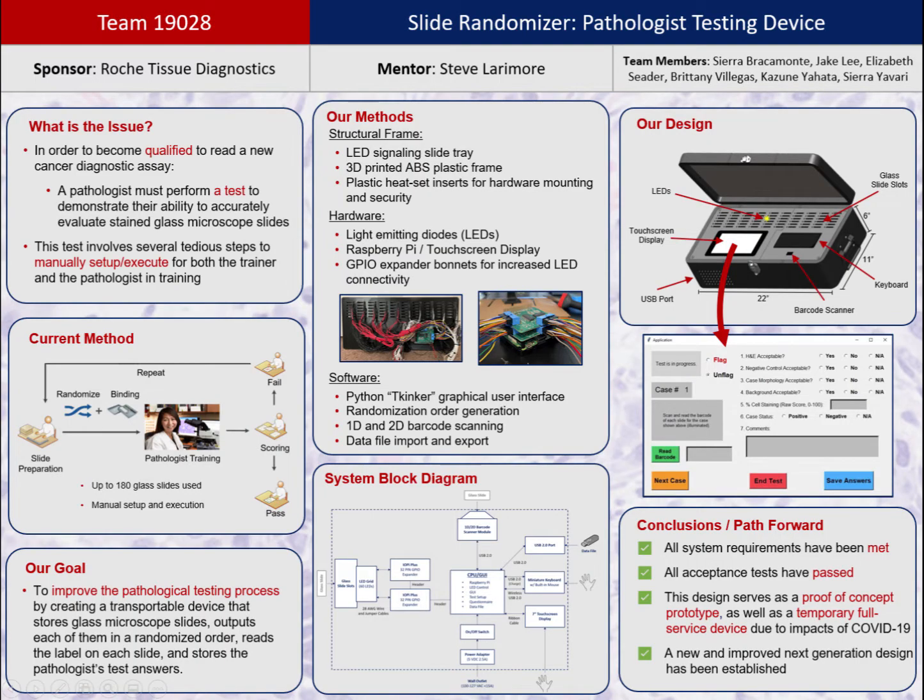This is an image of our Design Day poster. We will be going more in depth for each of the sections shown on this poster throughout this presentation. We will first begin by explaining the problem description, current testing methods, and our goals. We will then explain our methods and the makeup of our system, followed by our detailed designs, the device's operation, and our requirements verifications. And finally, we will talk about our conclusions, our path going forward, including a second-generation design.